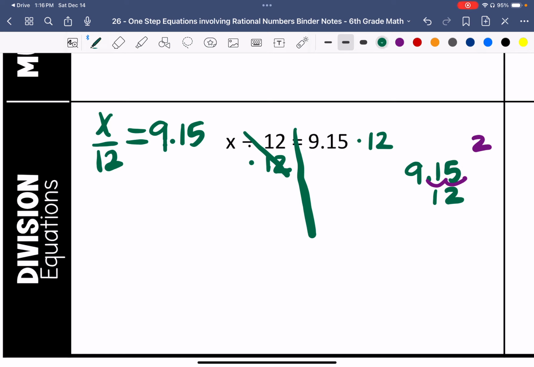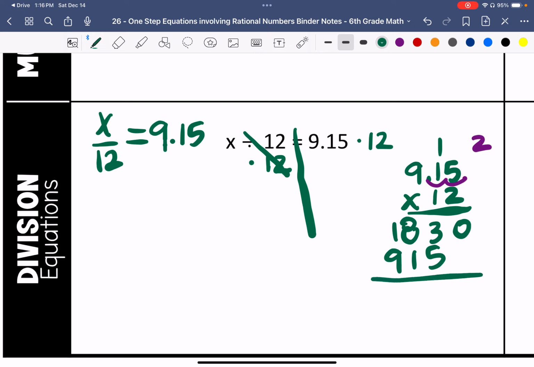All right, so let's go ahead and solve. 2 groups of 5 is 10. Carry my 1, 2, and then that's 3. 2 groups of 9 is 18. And then I'm going to multiply 1 by 9, 1, 5. And now I'm going to go ahead and add.